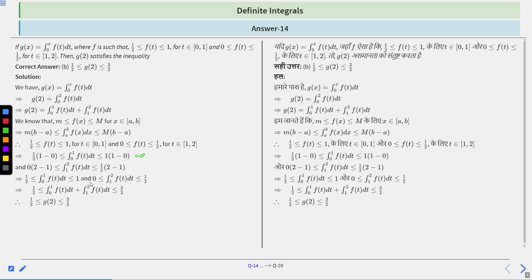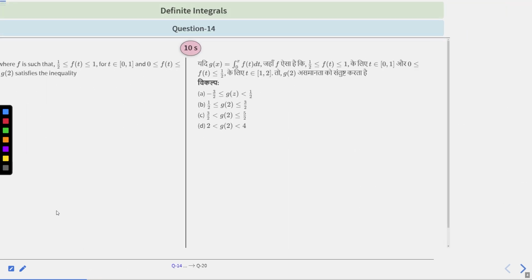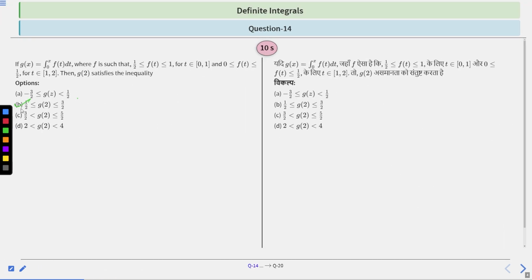Therefore, by adding these two, you will get integration of 0 to 1 ft dt plus integration of 1 to 2 ft dt is between 1 by 2 to 3 by 2, right? And integration of ft dt from 0 to 1 plus integration of ft dt from 1 to 2 is basically g2. Therefore g2 lies between 1 by 2 to 3 by 2. Option B is the right choice. Got it?